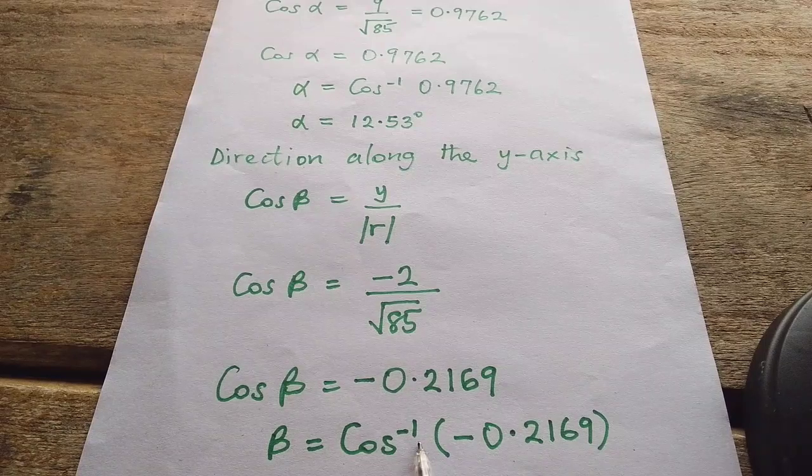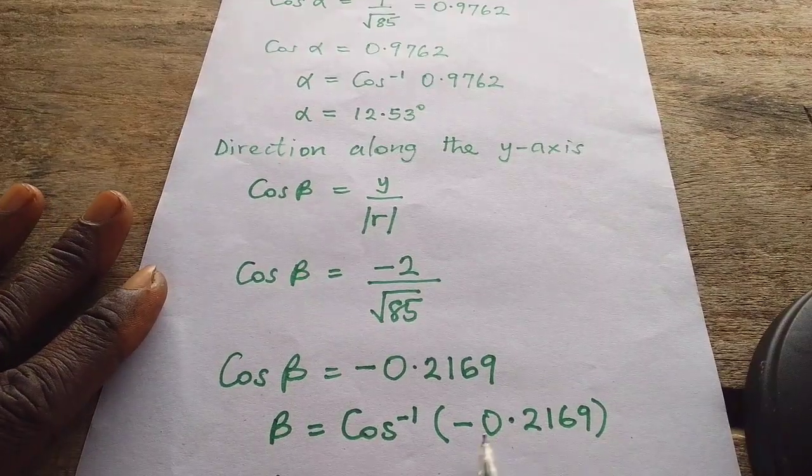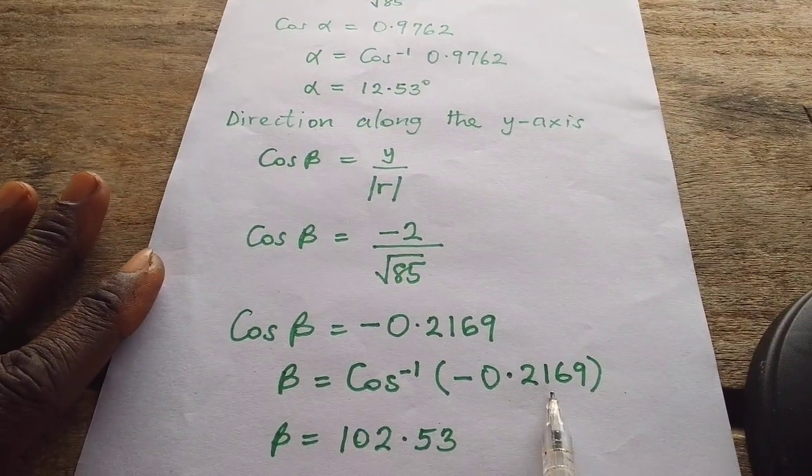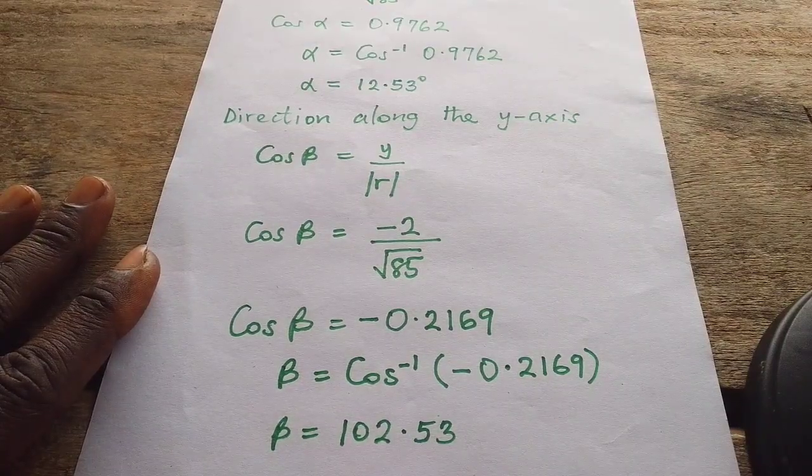To look for beta, we look for the arc cos of minus 0.2169. You realize that cos here is negative, so the value will be in the second quadrant or the third quadrant, but the value we need to get here is in the second quadrant. So to get the value of minus 0.2169 in the second quadrant, you have 102.53.